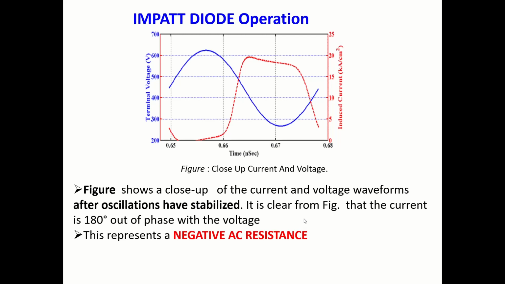This is both the graphs we have combined, and it shows the close-up of current and voltage, the current and voltage waveforms after oscillations have stabilized. From this figure it is clear that the current is 180 degrees out of phase with the voltage. So this represents the negative AC resistance.